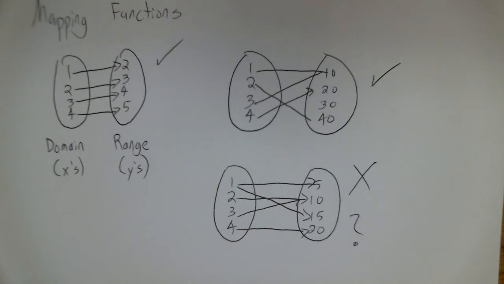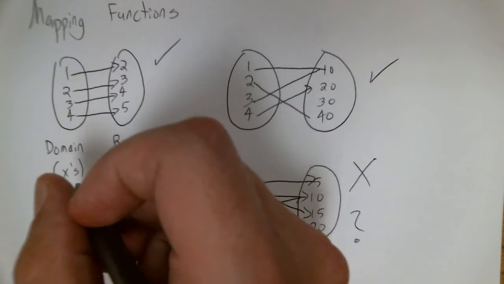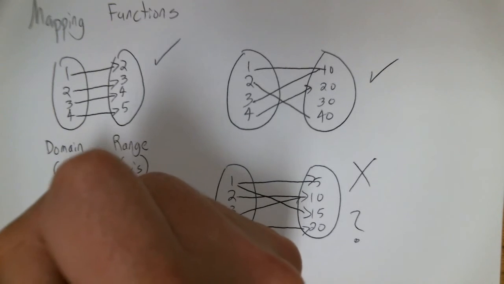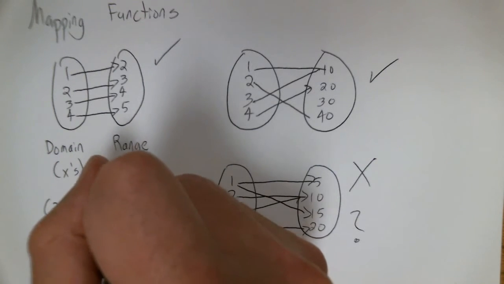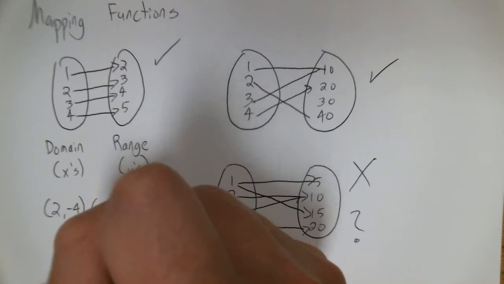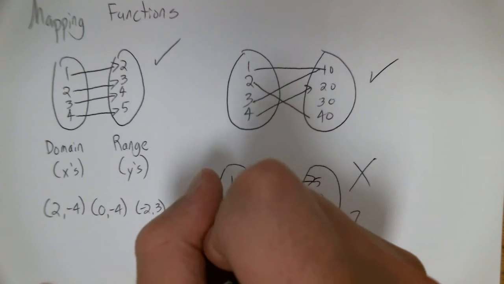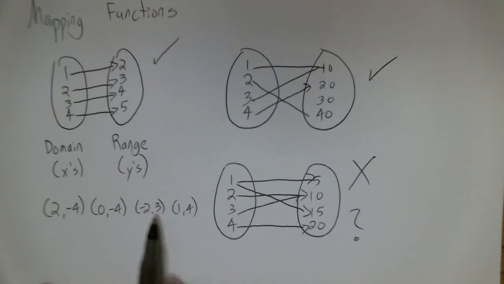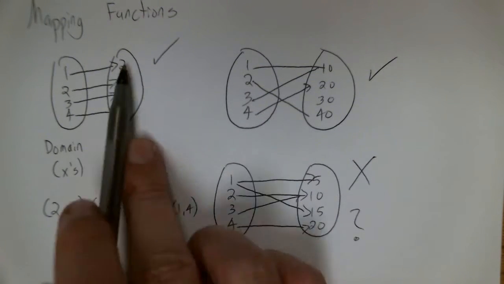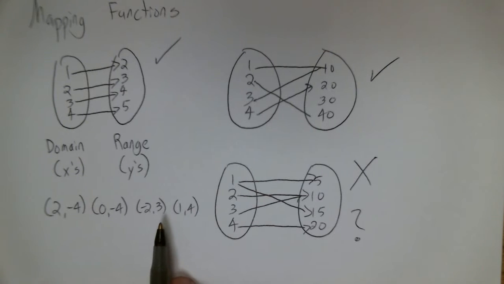All right. So the last thing we need to cover in this video are the relations with ordered pairs. Let's say I have something like this: (2, -4), (0, -4), (-2, 3), and (1, 4). Now you could redraw these and map them out with the ovals, and that's fine, but you should be able to tell just by looking at the ordered pairs whether or not it's a function.